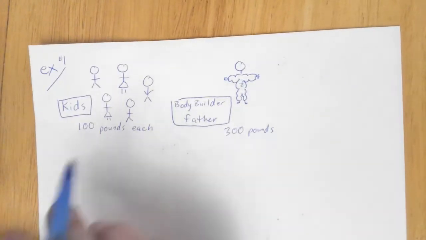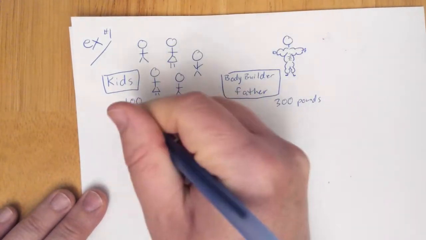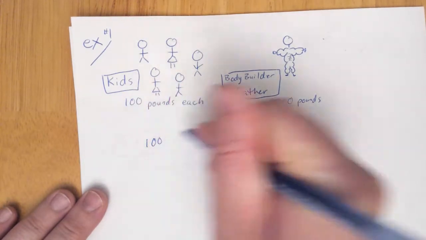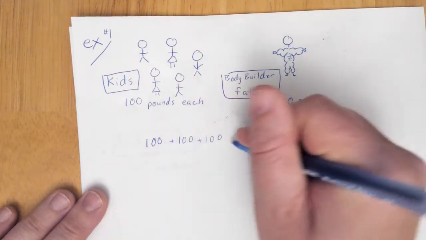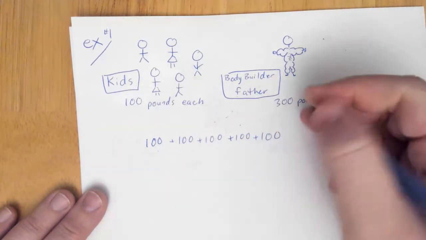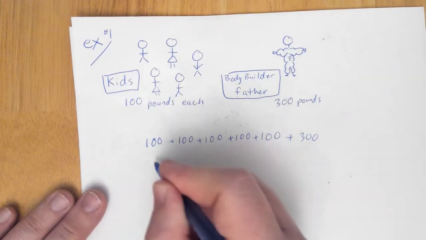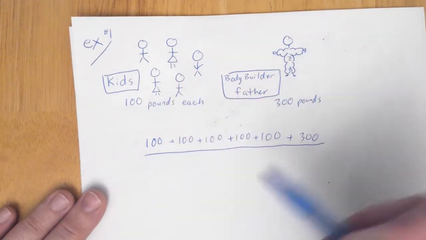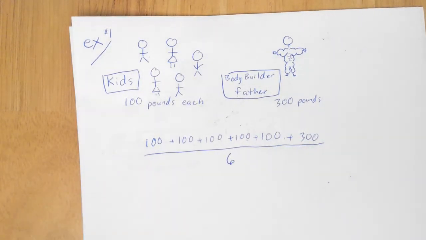So for weighted average, for the kids, there is 100, and there's 5 of those: 1, 2, 3, 4, 5. And there's a 300 pounder. Divided by how many total were there? There were 1, 2, 3, 4, 5, 6 people. So divide by 6, and you put that in the calculator.